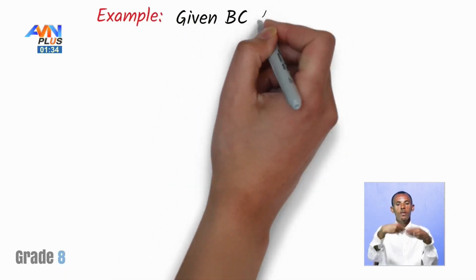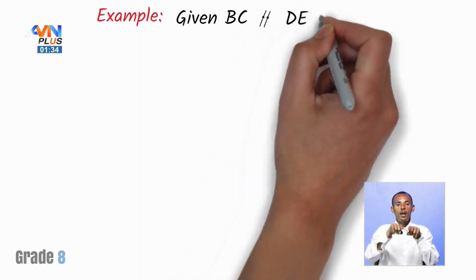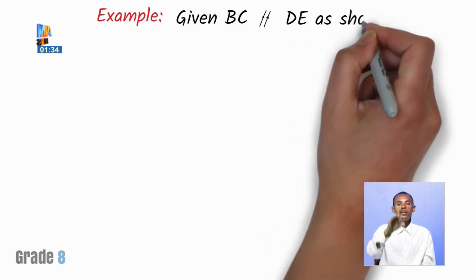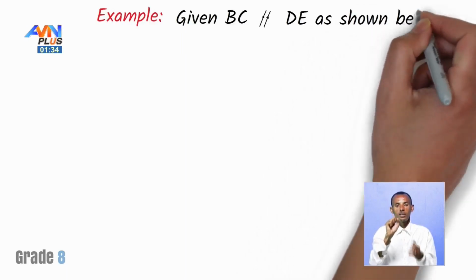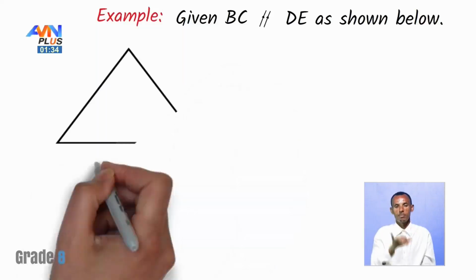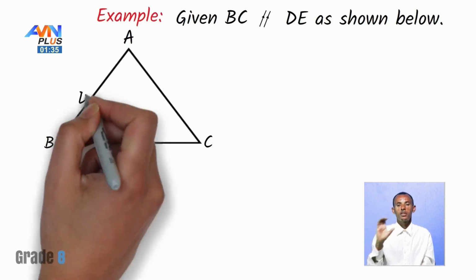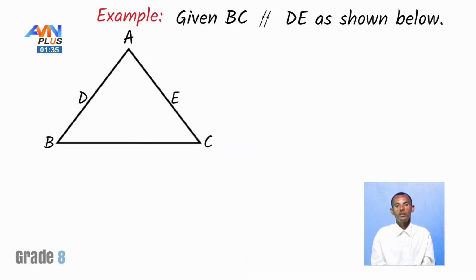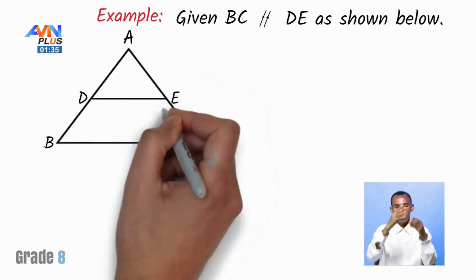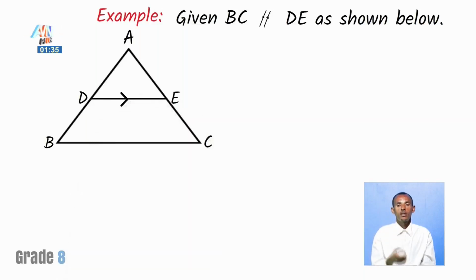Given BC is parallel to DE, as shown below. Here, there is a figure with sides. Say this is A, this is B, this is C, D, E. Okay. So in this figure, it's given that BC is parallel to DE. Okay, these two sides are parallel.